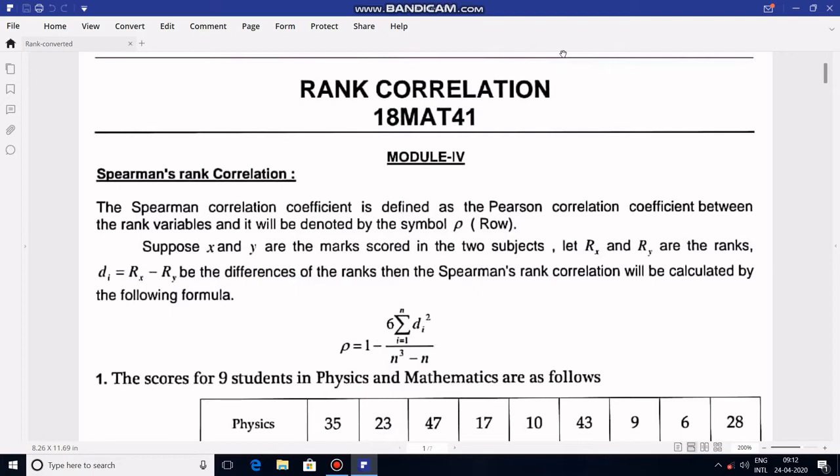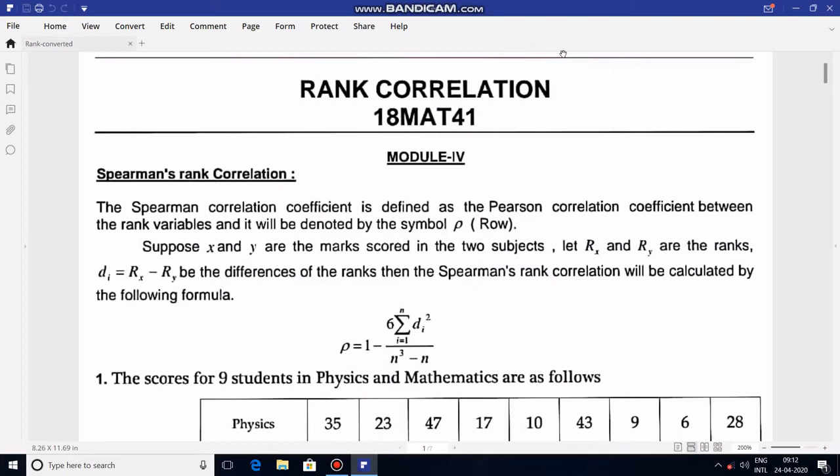Rank correlation is a statistical method used to measure the degree of association between any two variables. Actually, this method was developed by the British psychologist Charles Edward Spearman in the year 1904. That's why this method is also called Spearman's rank correlation.